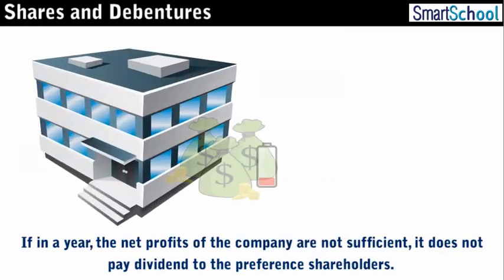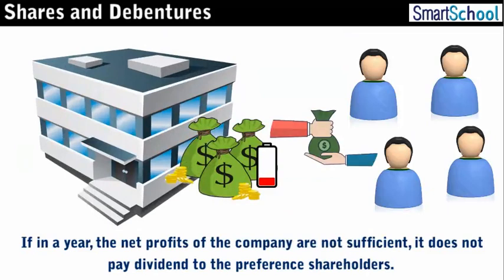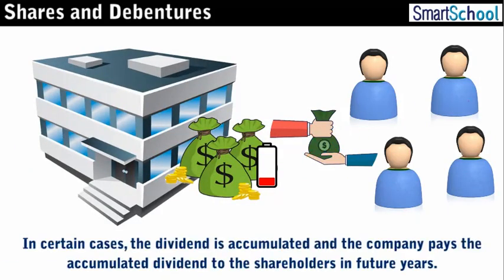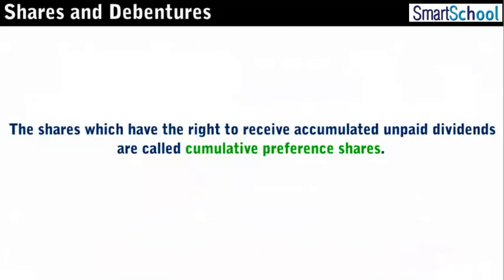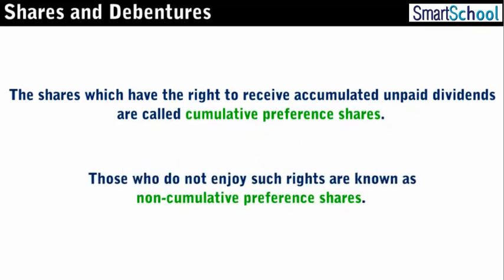If in a year the net profits of the company are not sufficient, it does not pay dividend to the preference shareholders. In certain cases, the dividend is accumulated, and the company pays the accumulated dividend to the shareholders in future years. The shares which have the right to receive accumulated unpaid dividends are called cumulative preference shares, and those who do not enjoy such rights are known as non-cumulative preference shares.